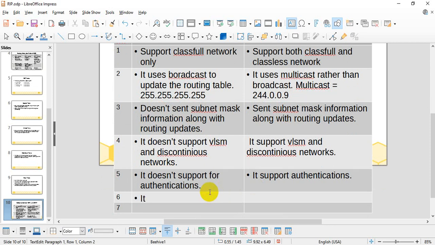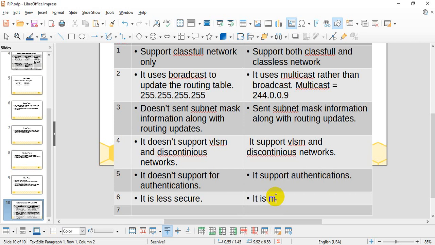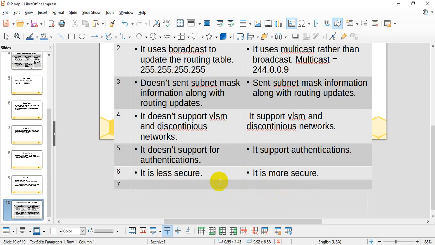Okay, why is it less secure? Because it does not support any kind of authentications. But in RIP routing information protocol version 2, it is more secure in comparison to RIP version 1. Okay, RIP protocol version 2 is more secure.